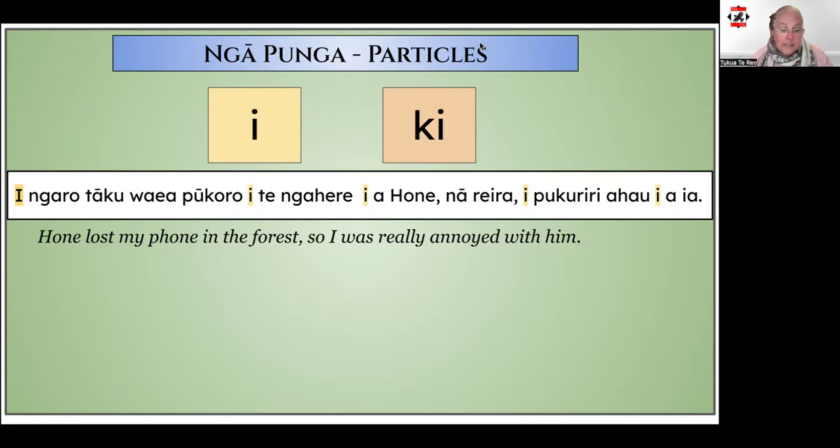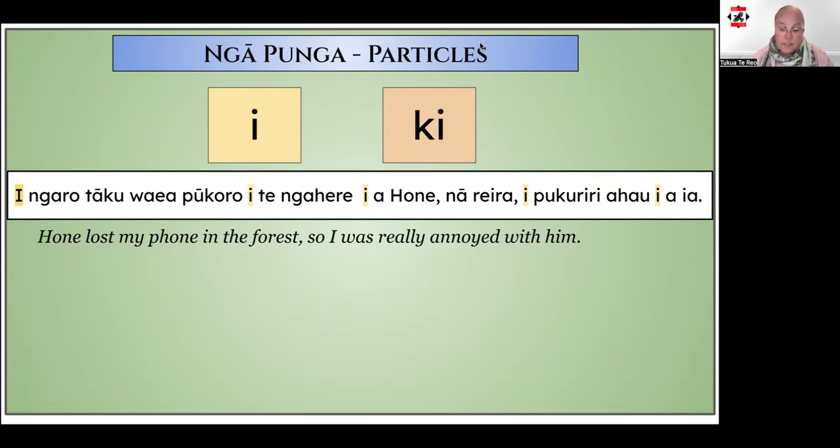The particle i is used 5 times in this sentence, with 4 different meanings. I as a past tense marker in i ngaro and i pukuriri. I as a pūhono in the state of sentence, i ngaro tāku waea pūkoro i a Hone. As a location in i te ngahere. And then lastly, we've used i as part of the phrase i a ia, with him or at him. So you can see what I mean about these little tiny kupu having a whole lot of meanings.